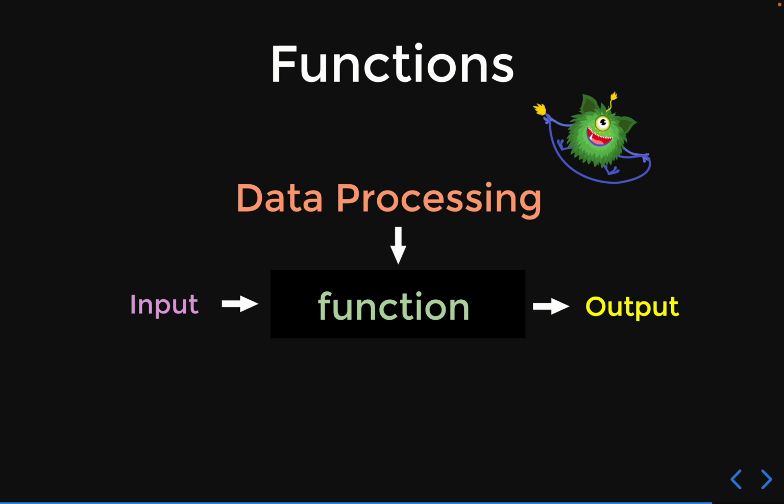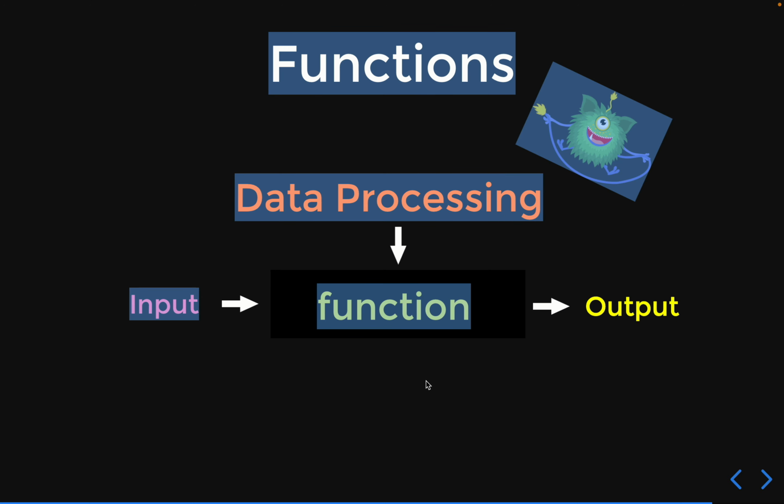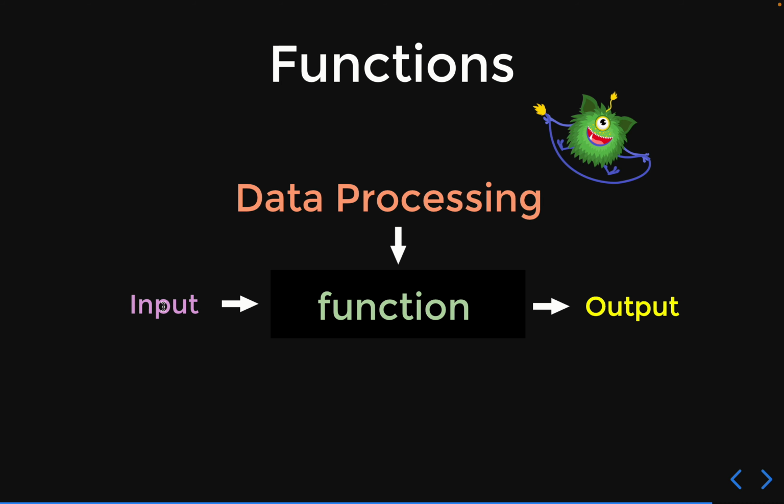The main goal of a function is data processing. You have some sort of an input. This input goes inside your function. Your function processes the data, and finally we would like to have some sort of an output. So this is your ideal function. You take an input, you process it, and you give back an output. But in real life, it's not so simple. So let's try learning more about functions.